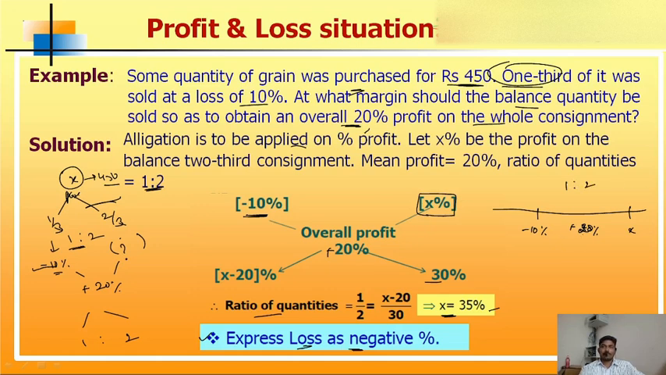So what is the difference from minus 10 to 20? The difference here is 30, and we don't know this value here. So this value we can write as x minus 30 here. As I said, the ratios of quantities are just the inverse here. So it will be x minus 30 divided by 30, that will be equal to 1 by 2.